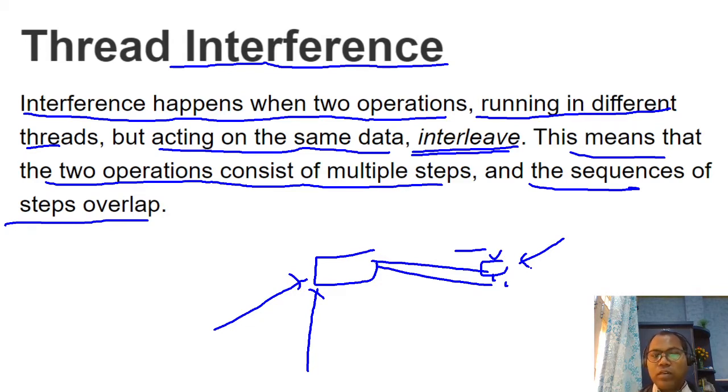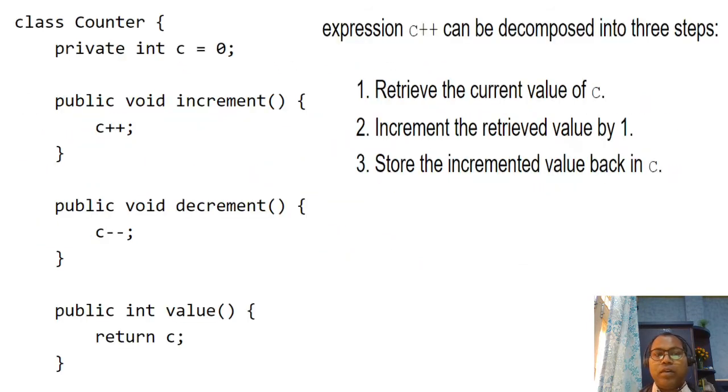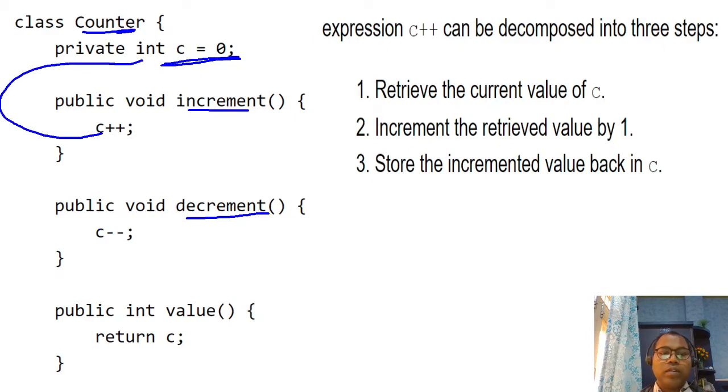So this is the problem when you are communicating between two threads with a shared object. Let's say we have a counter class with one variable, count. We have one function, increment, and another, decrement. In increment we just do count++, and in decrement we just do count--. Say this counter object is created and shared between multiple threads.